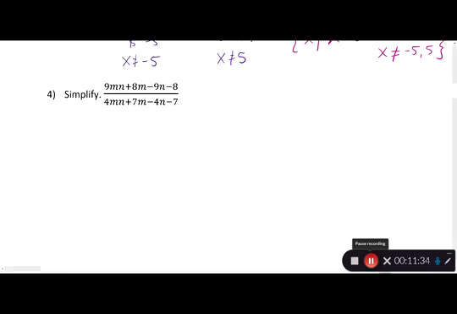So hopefully what you see is that there's not a lot I can do. I cannot start canceling stuff right now. There's nothing really that cancels. I could rearrange the terms, but I can't really combine anything because there's no like terms. So my only option is to do grouping. Okay, so I'm going to rewrite the whole thing.